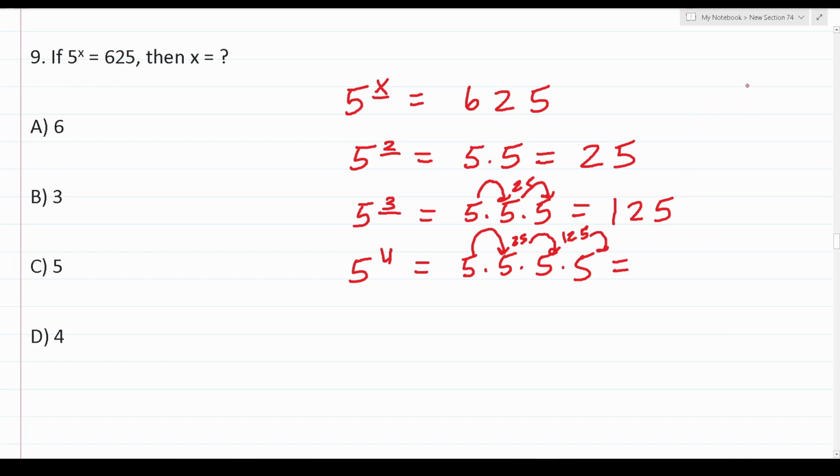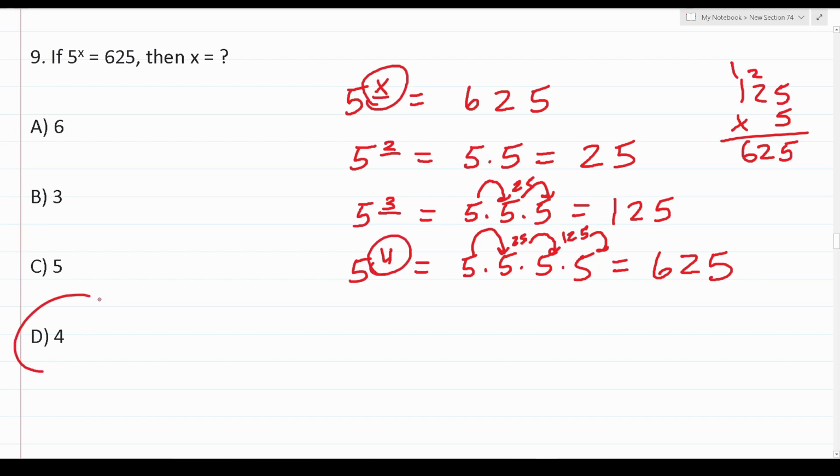Well, I can't do that mentally, so I'm going to work it off to the side. 125 times 5. 5 times 5 is 25, so we're going to drop down a 5 and carry a 2. 5 times 2 is 10, plus 2 is 12. Drop down a 2 and carry a 1. 1 times 5 is 5, plus 1 is 6. So 5 to the fourth is 625. And we can clearly see that x is 4 in this case, which is answer choice D. All right, so that's that one.